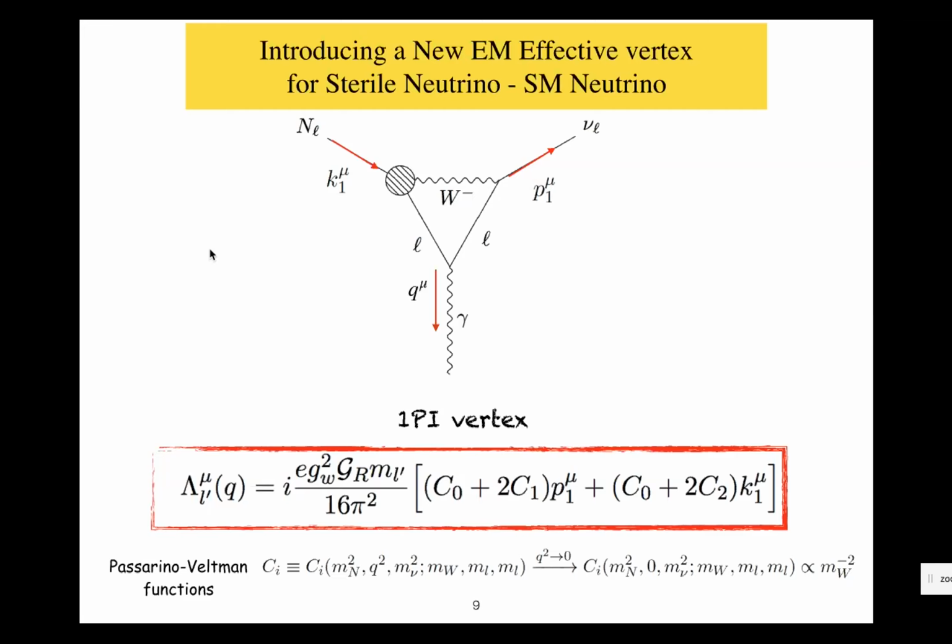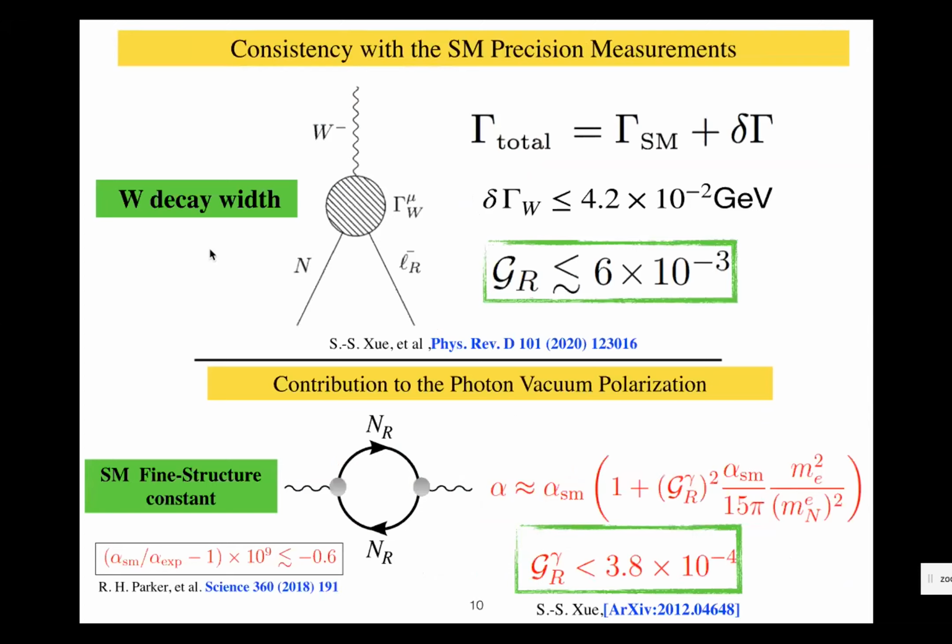So here you can see, as this sterile neutrino, which is a beyond the standard model particle, couples to standard model particles, it is important to check the consistency with the standard model precision tests. One of them is the W decay. As you can see from the W decay width, we can put a direct constraint on the right-handed coupling of the right-handed neutrino, left-handed leptons, and W bosons. You can see here this G_R is less than 10 to the minus 3.